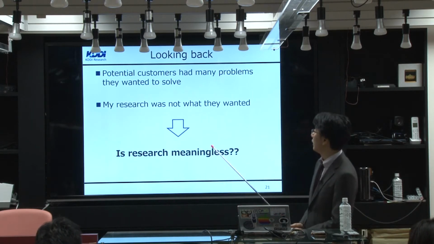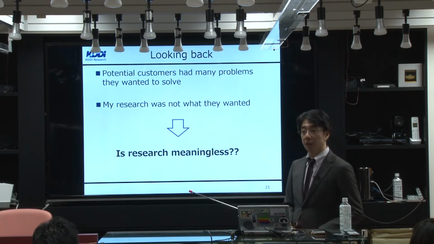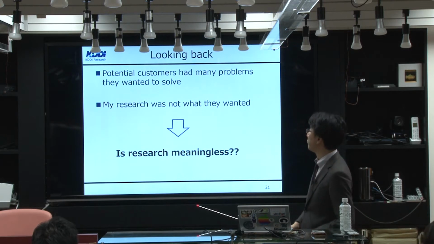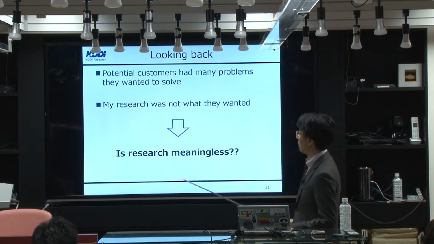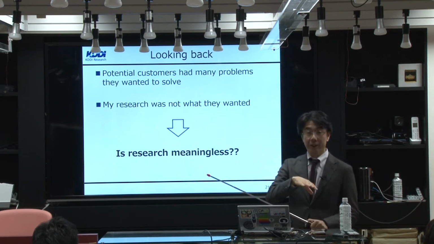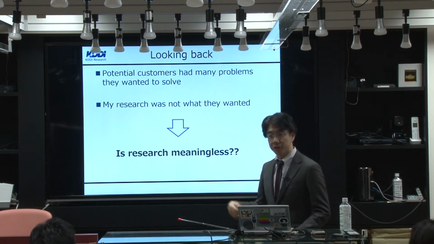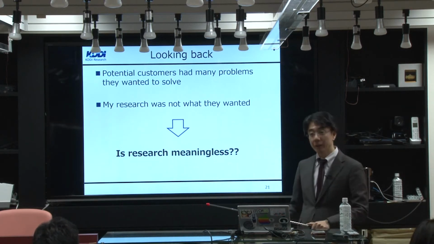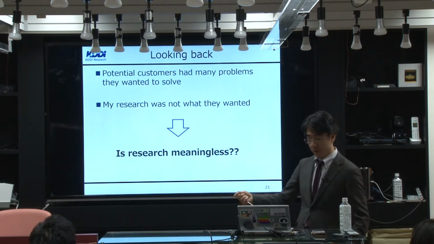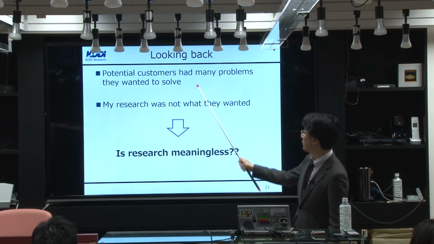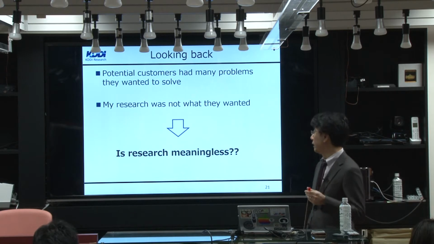So looking back, the customers that we thought were potential buyers of our technology had many problems that they wanted to solve. But our research was not the exact thing that they wanted. But the research side of this was good. It was number one, based on a public data collection, and also we got a good journal paper published. But these kind of things are different from what the paper reviewers would like.